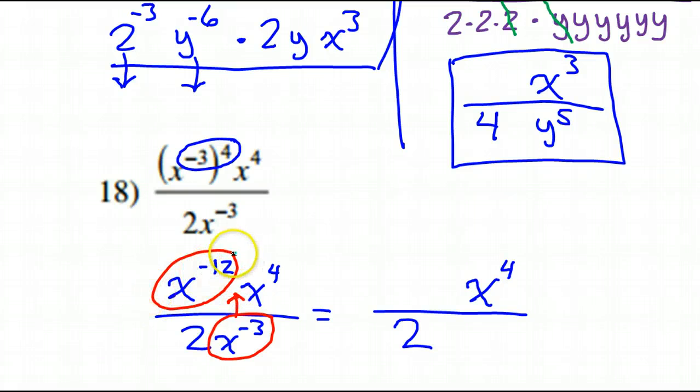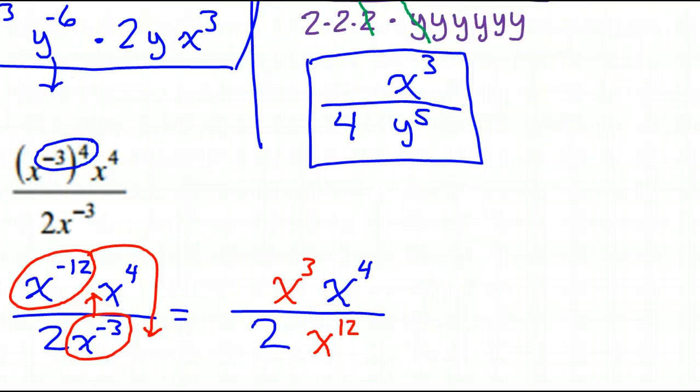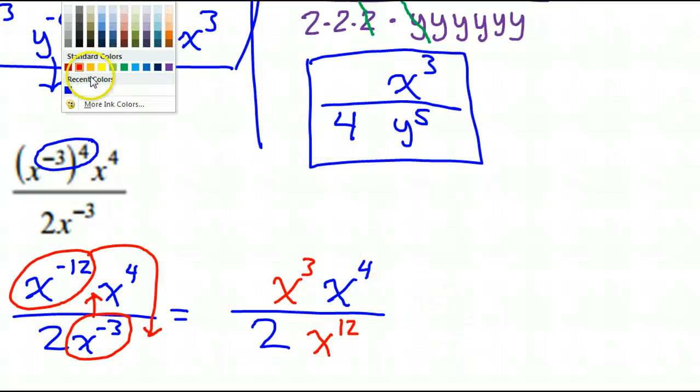Okay, and this x to the 12th power is going to move down. So I'm going to have x to the 3rd power, it goes up and becomes positive, and down here I'm going to have x to the 12th power. So now that everything's positive, it should be pretty easy to simplify.